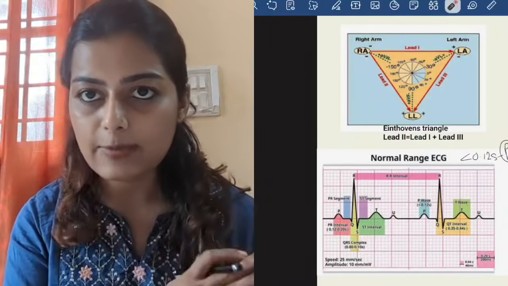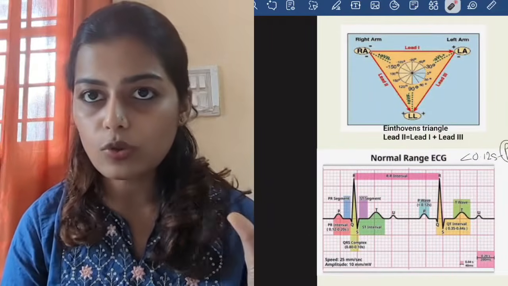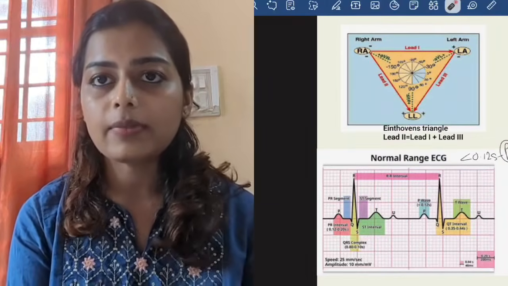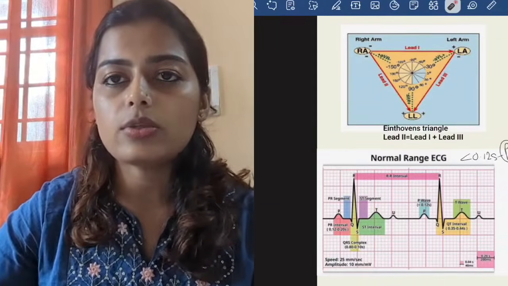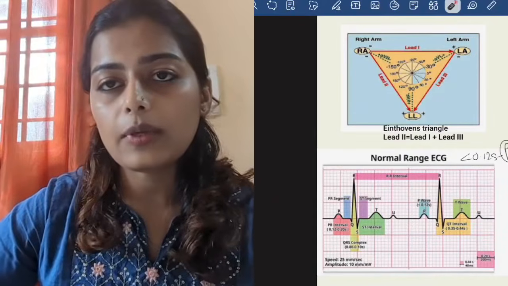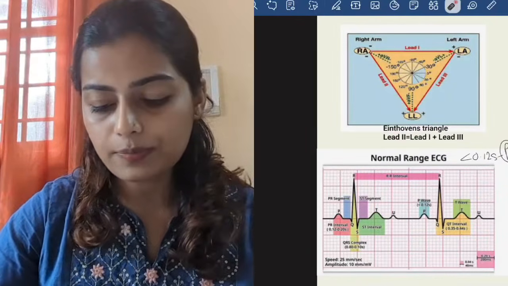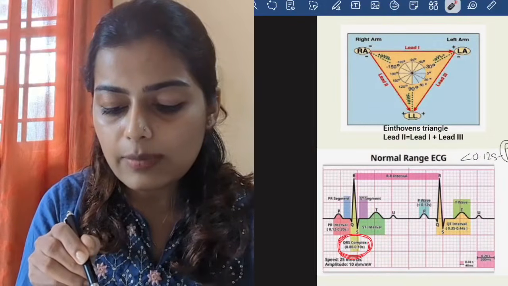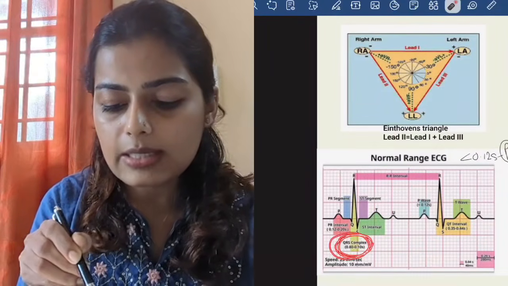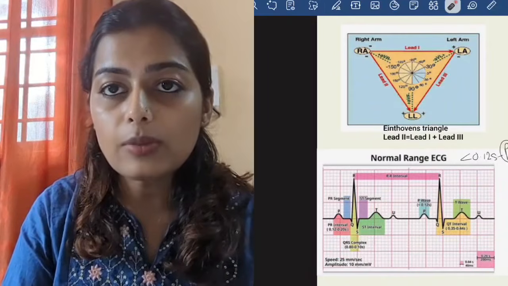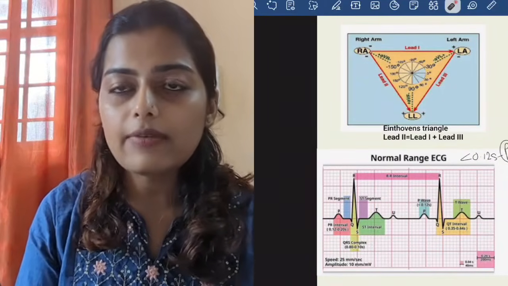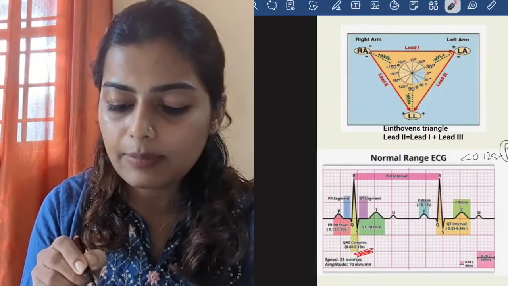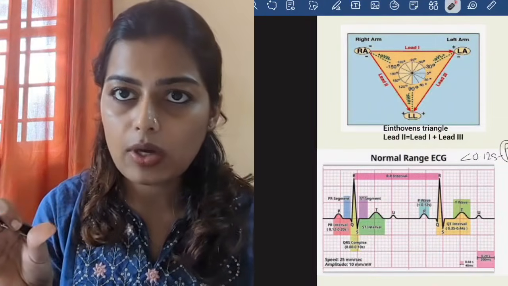It's abnormal, especially for competitive exams. So you should know the normal PR interval. And with the normal PR interval, if the PR interval is prolonged, we are diagnosing it as first degree heart block. Next comes the QRS complex. Normal QRS complex, no need to study the range, just study the maximum value. It should be less than or equal to 0.1 seconds. Whenever the QRS complex is more than 0.1 second, then it becomes a wide QRS complex.